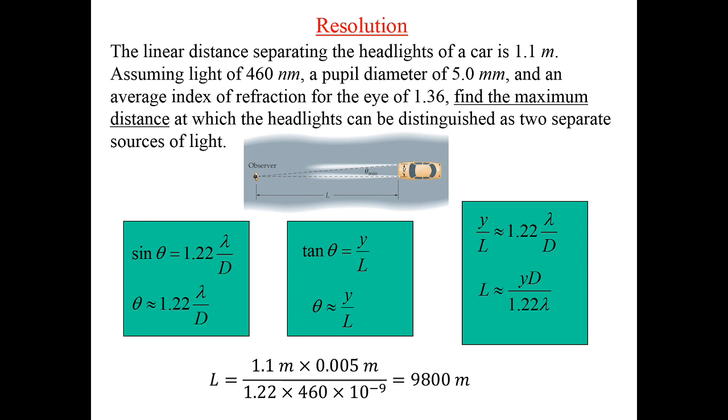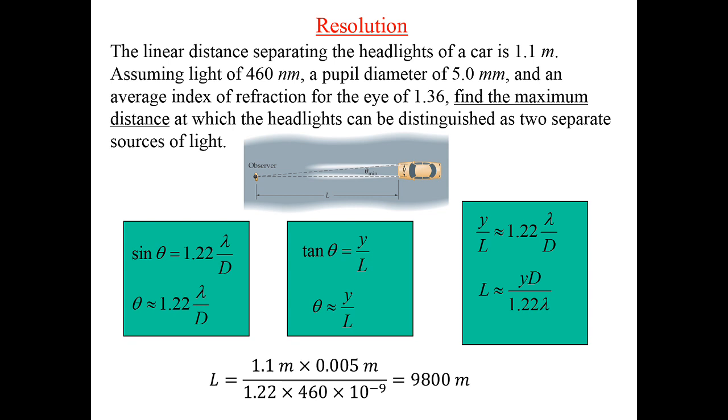Well, sine theta, we can just call that theta in radians, which is 1.1 meters over the length. Next, that is set equal to 1.22 times lambda over d, where d is the diameter of the aperture. So the general form is y over L equals lambda over d, and so the length, the distance to the car, is equal to 1.1 meters times 0.005 meters divided by 1.22 and divided by 460 times 10 to the minus 9 meters. Right, so that's our lambda. That gives us a distance of 9,800 meters, assuming that the eye is a piece of perfect optical equipment.